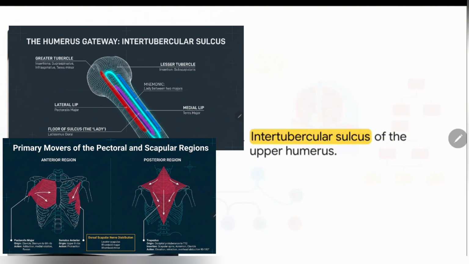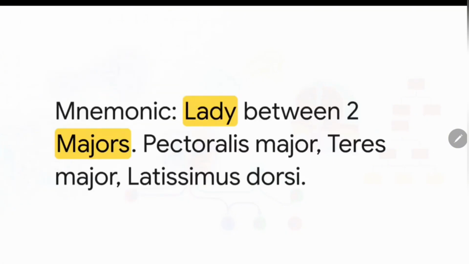Okay, next, let's slide over to the upper end of the humerus. Right at the top, sitting between the greater and lesser tubercles, you've got the intertubercular sulcus, which is also known as the bicipital groove. This specific little groove is incredibly high yield for your exams. And you guys already know what's coming, right?